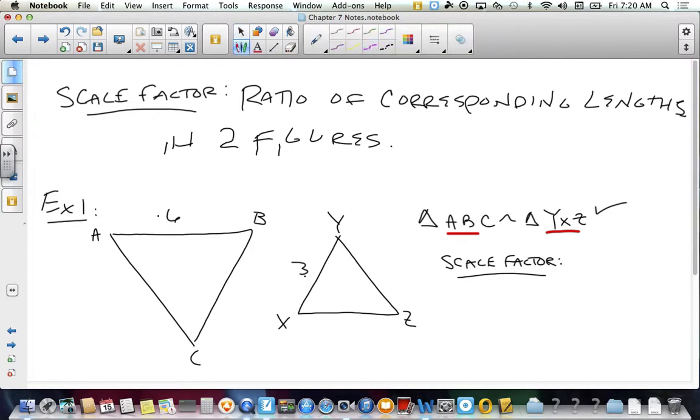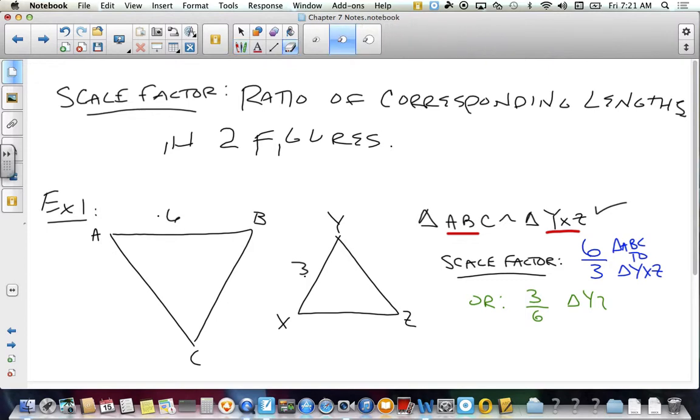So I can make the scale factor, so we can put it either way, just depends on how we want to say the ratio. It's either 6/3. Okay, it's either 6/3 if that's the case, if it's triangle ABC to triangle YXZ, okay, or it could be 3/6. Okay, so or 3/6 if it's triangle YXZ to triangle ABC. So depending what order it asks you to put them in.